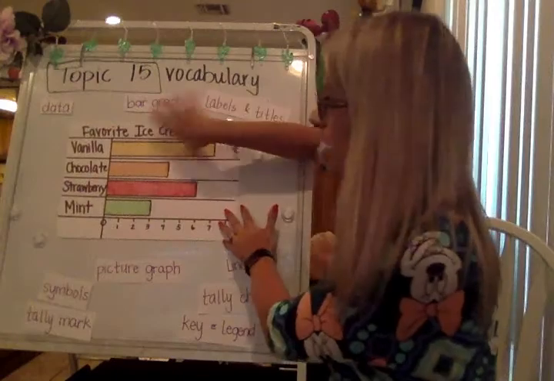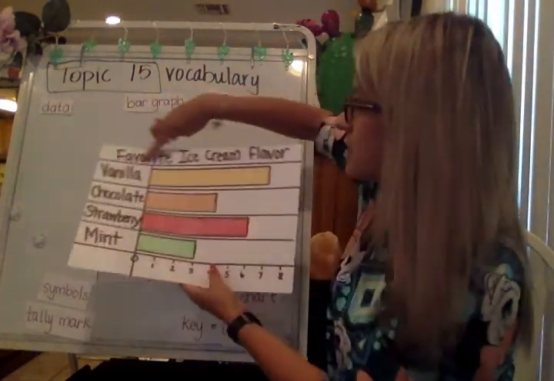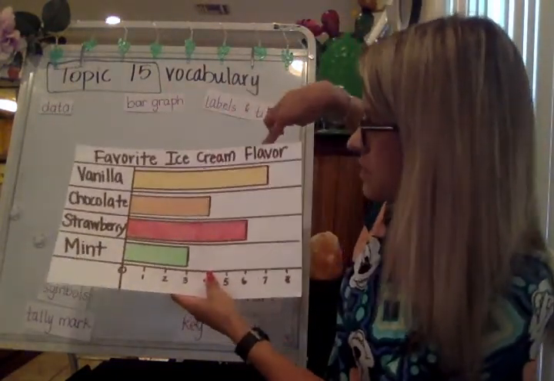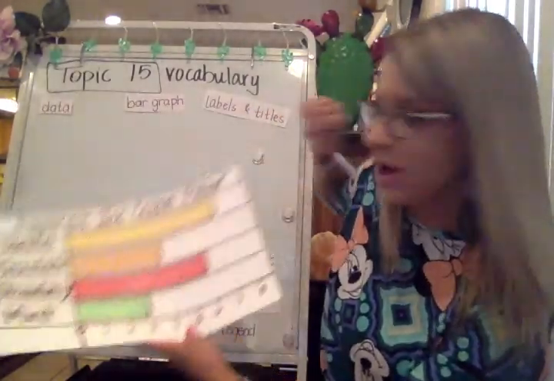So this is a bar graph. Notice the bars. It has the label and the title on the side. It also has the numbers represented at the bottom.